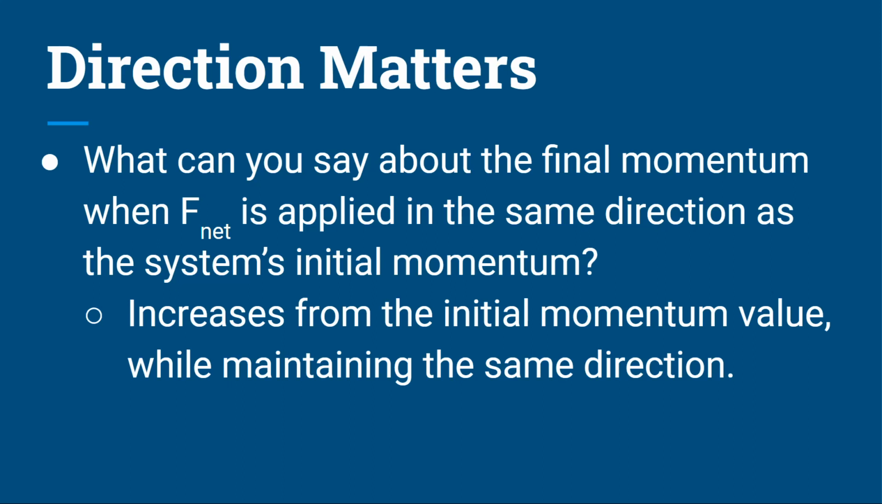And so I would have an increase in the initial momentum of the system, giving me a larger amount of momentum at the end while maintaining the same direction. So it's still going to the right in that particular example. So if your net force is applied in the same direction as your initial momentum, in the same direction as your velocity, then you are going to end up with a greater amount of momentum than you started with. You can write that in whatever words you need to.